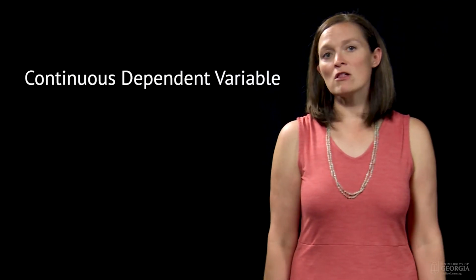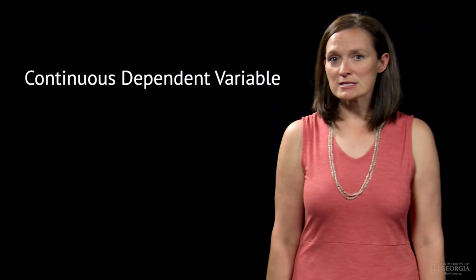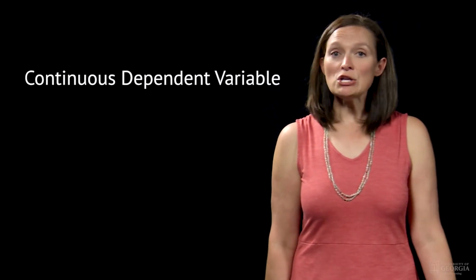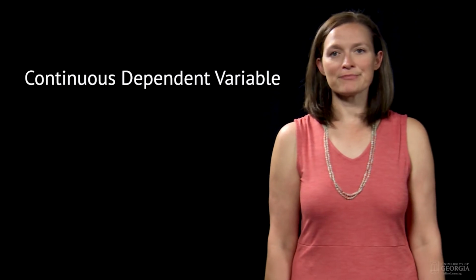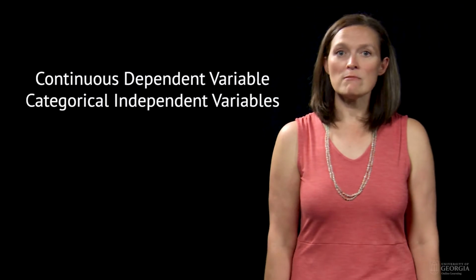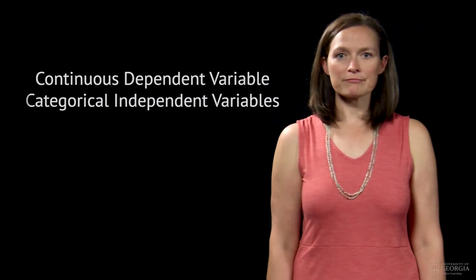At this point, all of our dependent variables have been continuous, measured on the interval or ratio scale of measurement, and that's going to continue to be true with Factorial ANOVA. Our independent variables will continue to be categorical, measured on the nominal scale of measurement.